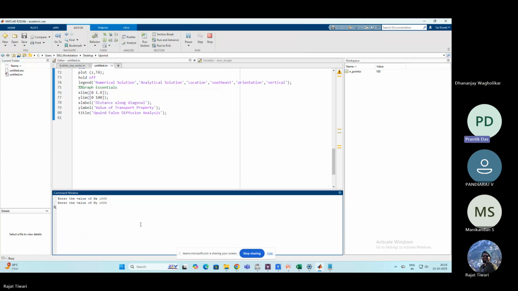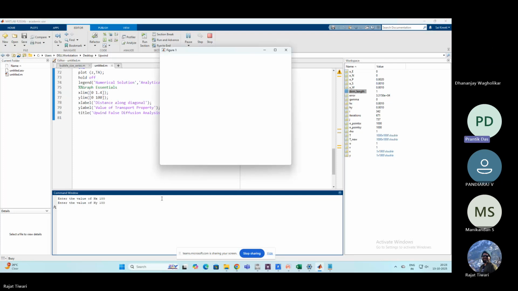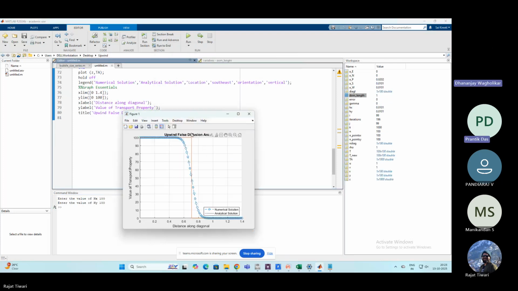So typically you are seeing there is a kind of deviation between the numerical and analytical solution, though it's a purely convective process. That is what we call false diffusion. I think it is going to take much more time, so let's stick to 100. So this is called false diffusion.